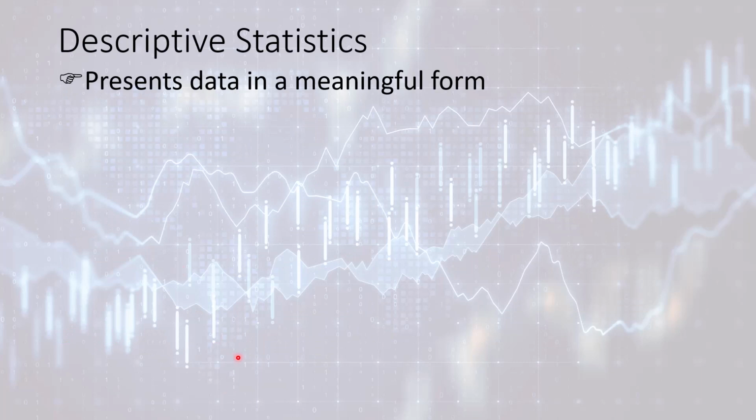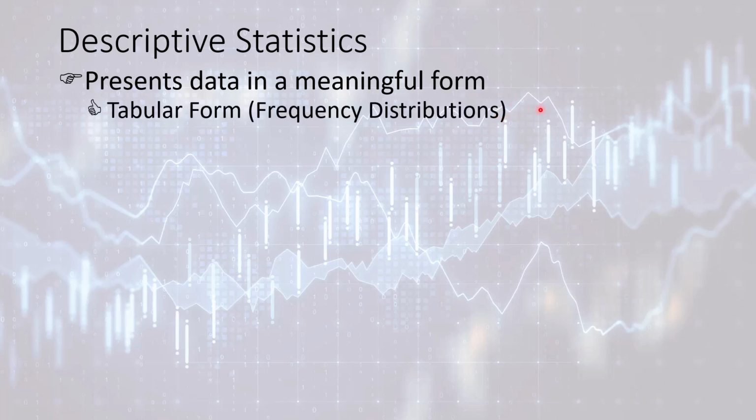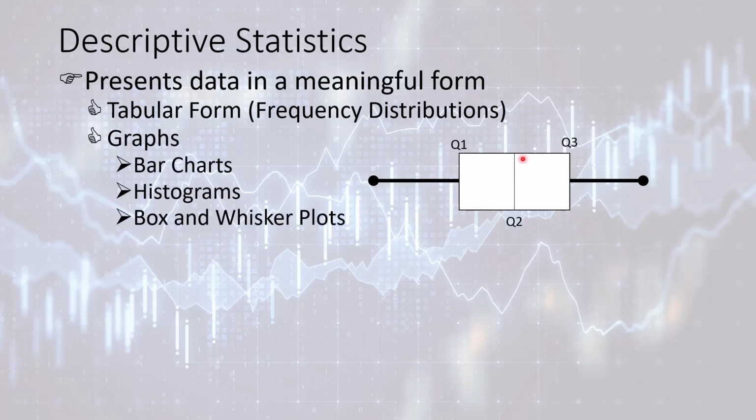As I mentioned, there are two types of statistics: descriptive statistics and inferential statistics. Descriptive statistics basically presents the data. It paints a picture. Specifically, it presents data in what hopefully will be a meaningful form. This can be in terms of a tabular form, such as frequency distributions, which will be the subject of the next video, or it could be a graphical form, which could be a bar chart, it could be a pie chart, it could be a histogram, or it could be a box and whiskers plot, which is actually what we have here.